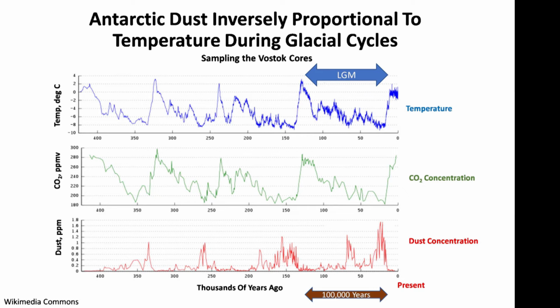The CO2 concentration is in green. CO2 from ocean heating and cooling follows that temperature data. A seldom mentioned dust curve is shown in red. Dust came from the deserts of the cold, dry world that was left bare of vegetation during the depth of the glaciations. Worldwide dust storms were prevalent during glacial maxima.